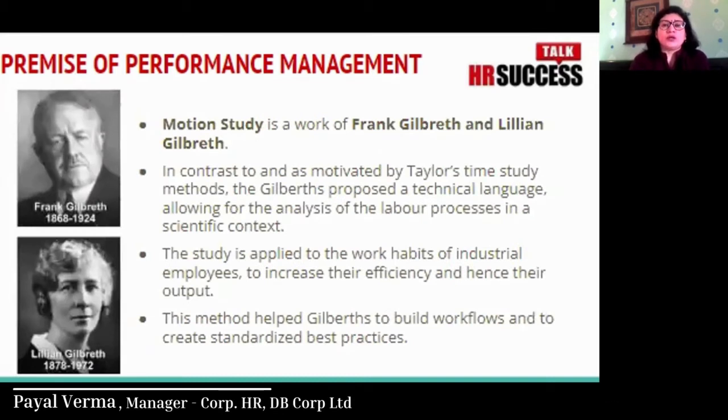Motion study is the work of Frank Gilbreth and his wife Lillian Gilbreth. In contrast to, and as motivated by, Taylor's time study methods, the Gilbreths proposed a technical language allowing for the analysis of labor processes in a scientific context. The study is applied to the work habits of industrial employees to increase their efficiency and hence their output. This method helped the Gilbreths to build workflow and to create standard best practices.